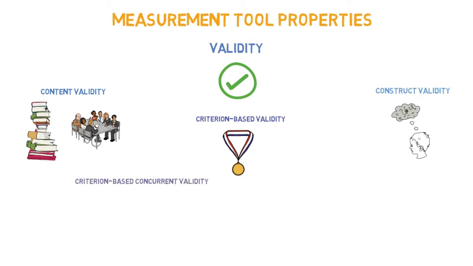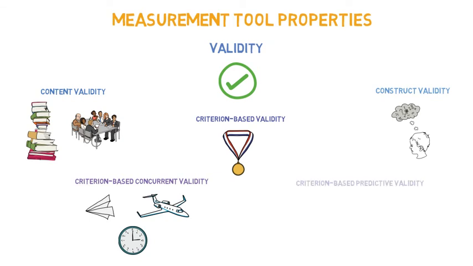So you can establish criterion-based concurrent validity, which involves assessing the agreement of a measure with another measure that's already been validated or considered to be a gold standard, where both measurements are taken at the same time. Or you can establish criterion-based predictive validity, involving assessing how well the measure predicts some future outcome, and therefore the measurements can't happen at the same time.